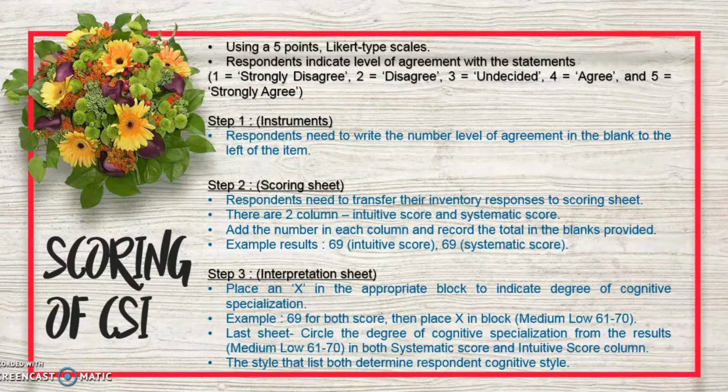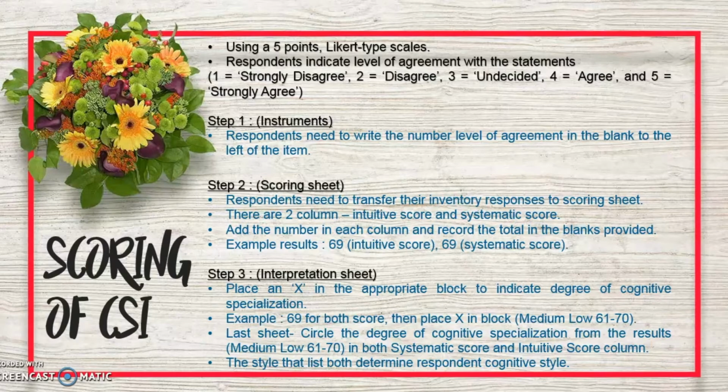Firstly, I would like to explain about the scoring of the CSI, which is the Cognitive Style Inventory. This instrument is using a 5-point Likert-type scale. From these instruments, the respondent can indicate the level of agreement with the statement: 1, strongly disagree; 2, disagree; 3, undecided; 4, agree; and 5, strongly agree.